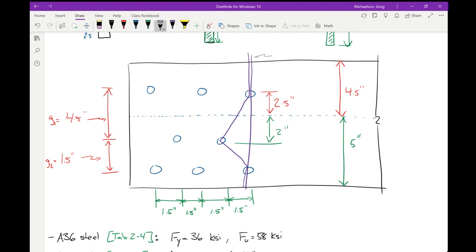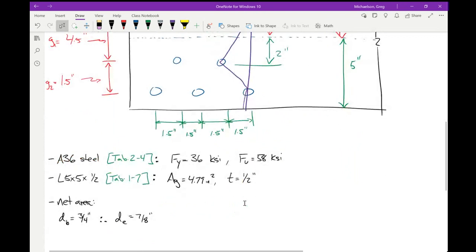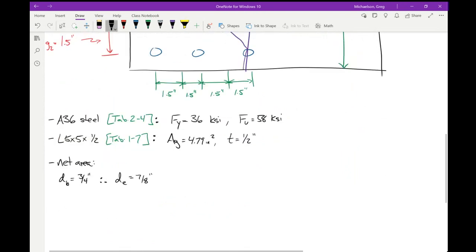So we'll call this path 1, and we'll call this path 2. Path 1 is going to be just the gross area minus 2 bolt holes, and then path 2 is going to be the gross area minus 3 bolt holes, but I'm going to add 2 stagger factors, and those stagger factors are going to be different. So let's see if we can reason through this.